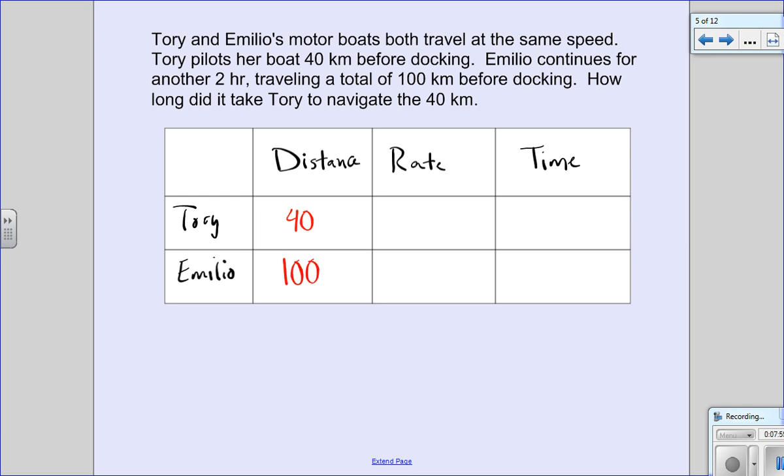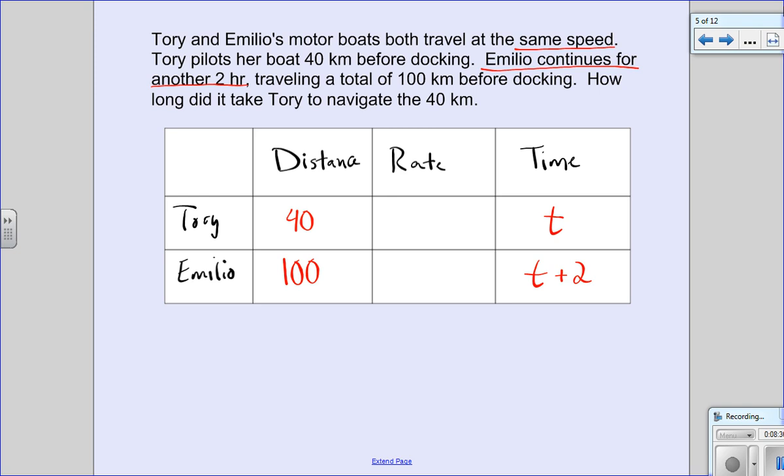We also know from this problem that Emilio traveled for an additional 2 hours. Emilio continued for another 2 hours. So we don't know exactly how long each of them went, but we know that no matter how long Tori went, which was the t time, Emilio traveled t plus 2. So t represents hours in this problem. Now it doesn't say anything about their rates in terms of the exact speed, but what we do know is that their speeds were the same.